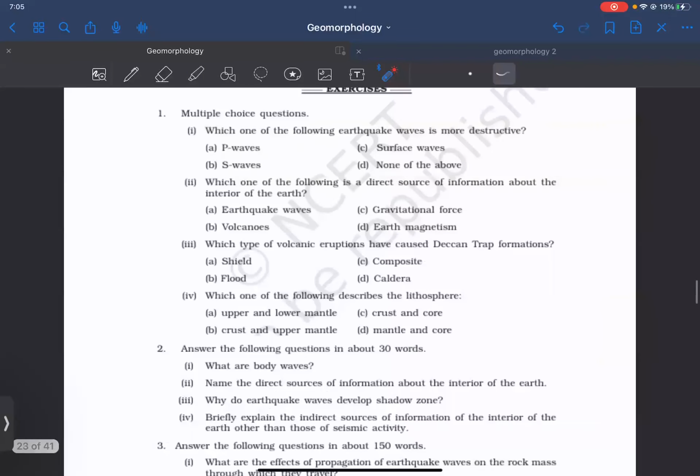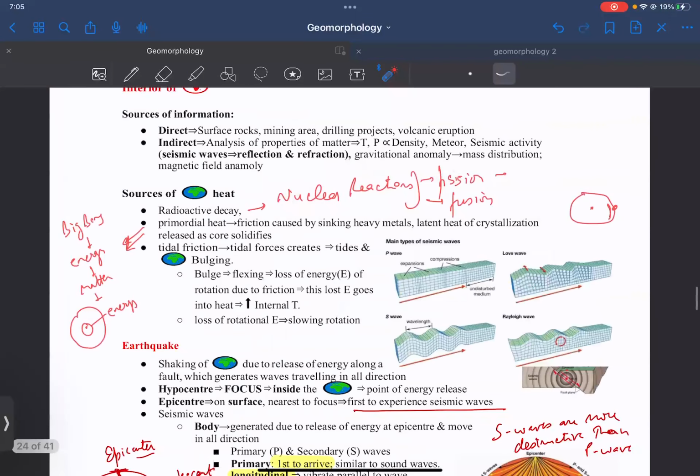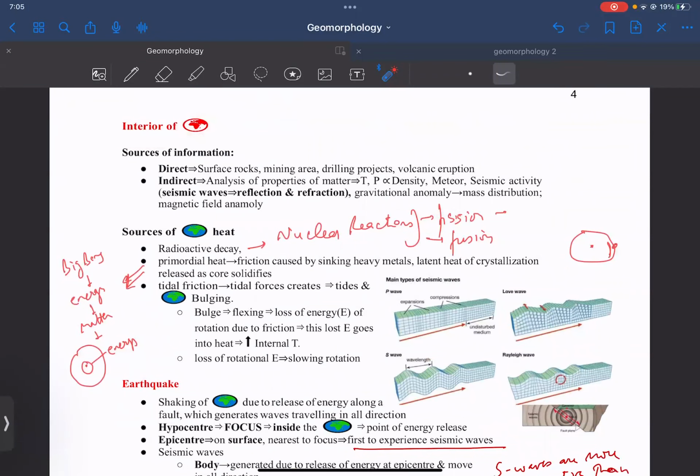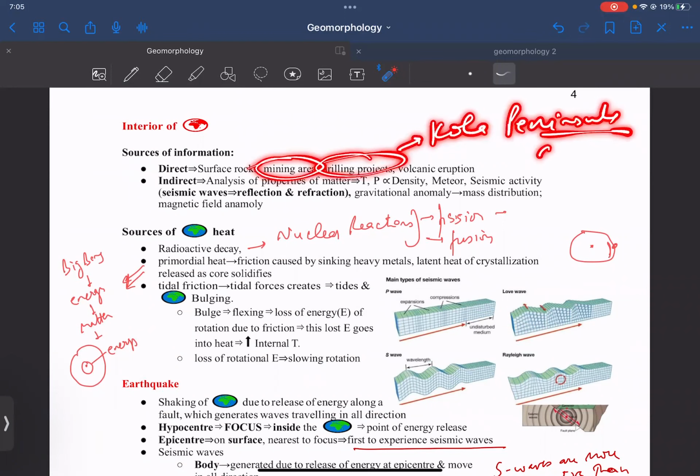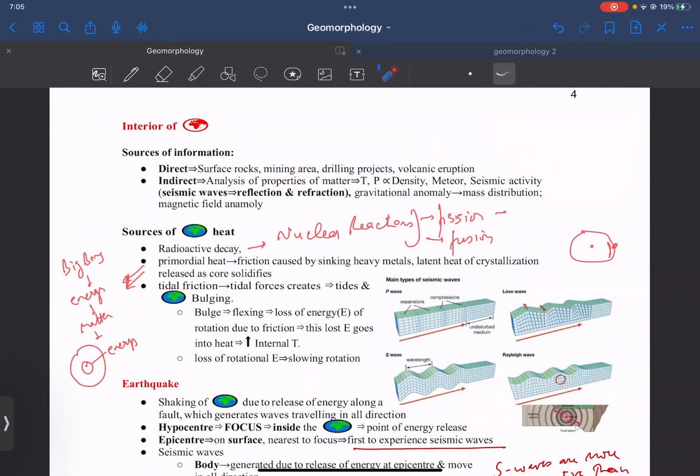So let's quickly revise. What are the sources of information on the interior of the earth? Direct sources: surface rocks, mining rocks, drilling projects. As humans, we have gone to a depth of 2 to 3 kilometers in gold mines in South Africa. Regarding drilling projects, the maximum has been at Kola Peninsula, north of Russia in the Arctic region. Another direct source is volcanic eruption.